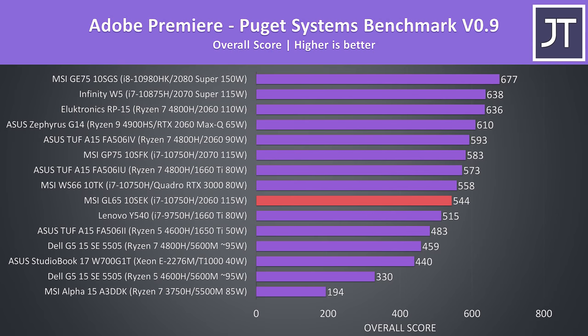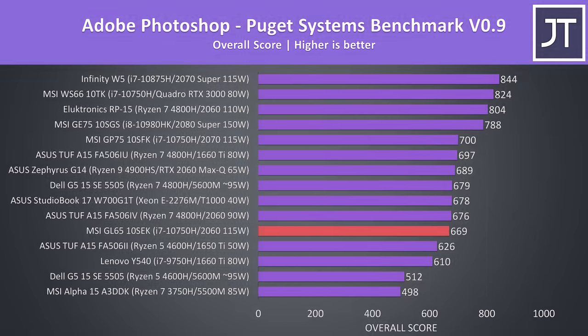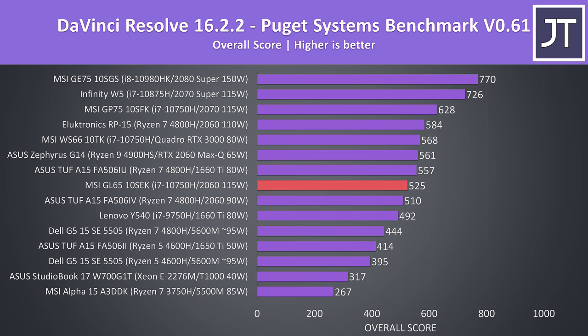I've also tested Premiere but with the Puget Systems benchmark, which also accounts for things like live playback rather than just export times. And this time the GL65 was ahead of the Wi-Fi 40. The results were on the lower side in Photoshop, at least when you consider the hardware compared to other options. DaVinci Resolve was doing better than the last couple, presumably as this is a more GPU-bound test. Though that said, lower wattage GPUs like the 1660 Ti and the Tuf A15 were ahead.